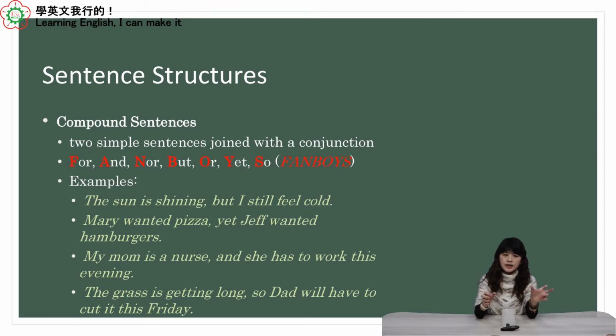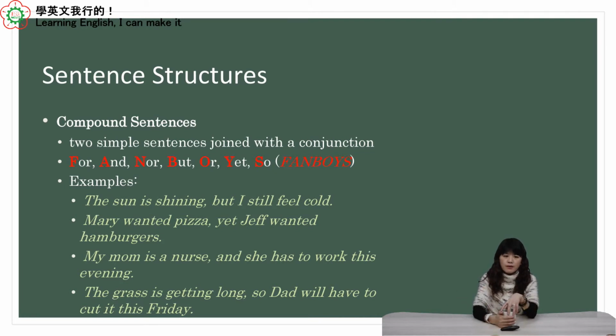The sun is shining. So the sun is the subject in the first simple sentence. It's the be verb, shining. I still feel cold. So I is the subject in the second simple sentence. Feel is a verb here for the second simple sentence. So you want to combine these two simple sentences together, but the meaning of each one is opposite, it's different. So you use but to combine it. So you say the sun is shining, but I still feel cold.